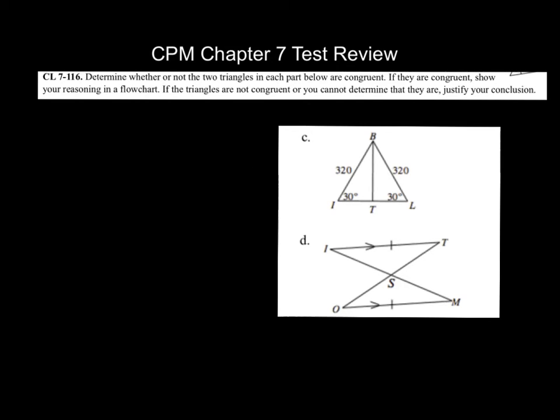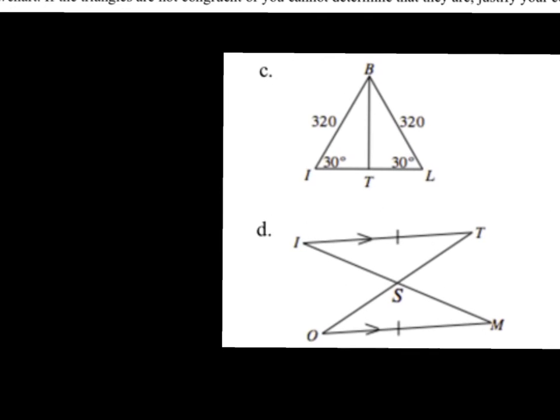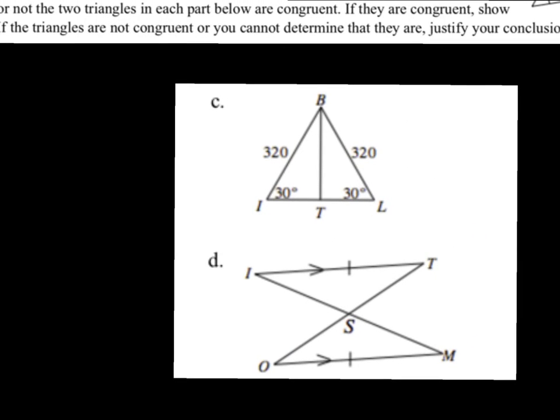Looking at C, I see the triangles, Audrey, that we have. So I see a side, and I see an angle. Is there any other information I have in there? You have a side. Same side. The side they share. So now what congruency do I have?